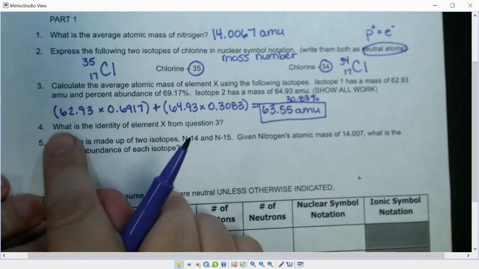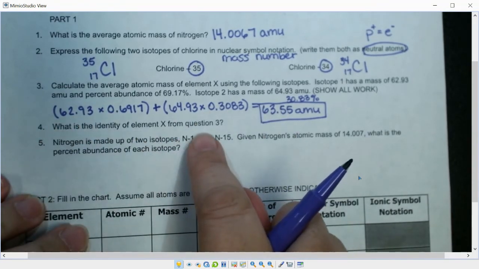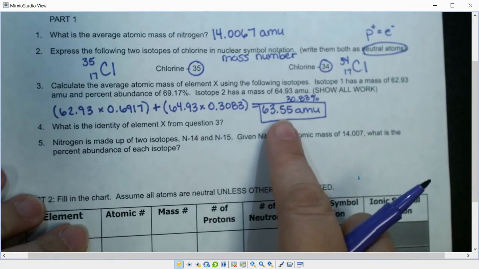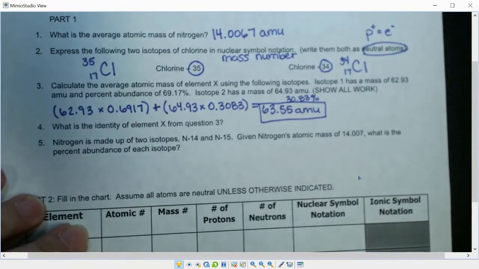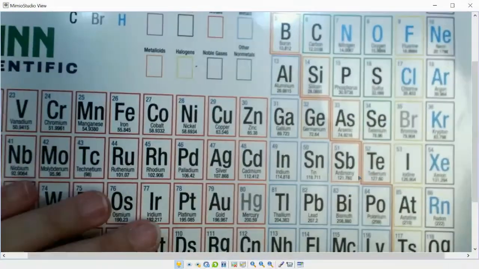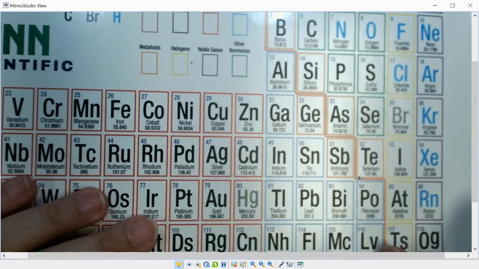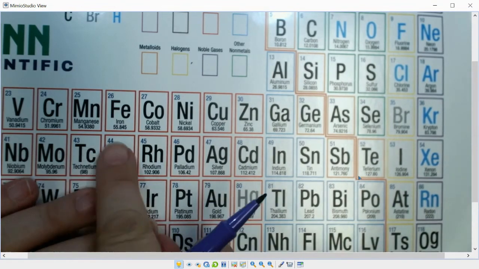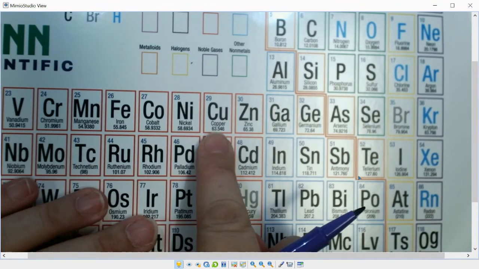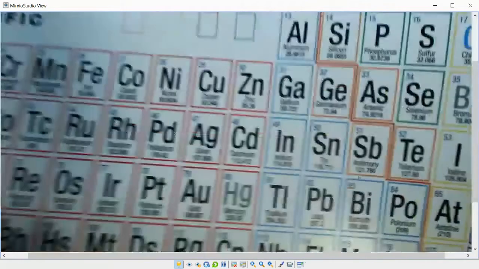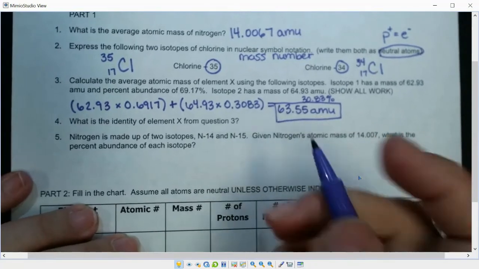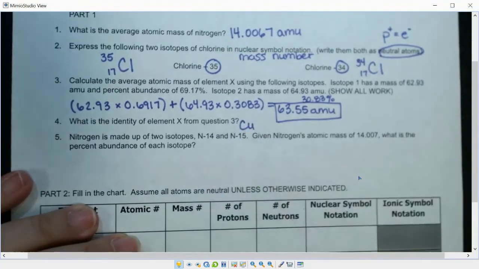So now, what is the identity of element X from question 3? Well, now that I have an average atomic mass, I can check my periodic table and see which one of these has an average atomic mass closest to 63.55. And I find that copper is the one that has the average atomic mass closest to 63.55. So this element must be copper.